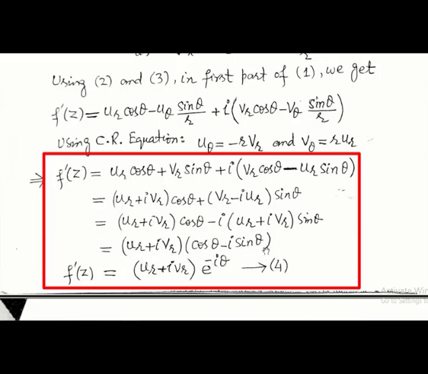And cos theta minus iota sin theta, after applying Euler's formula, we can write it as e power minus iota theta. So finally, f prime z is equal to u of r plus iota v of r into e power minus iota theta. That is the expression of the derivative of f in polar coordinates.